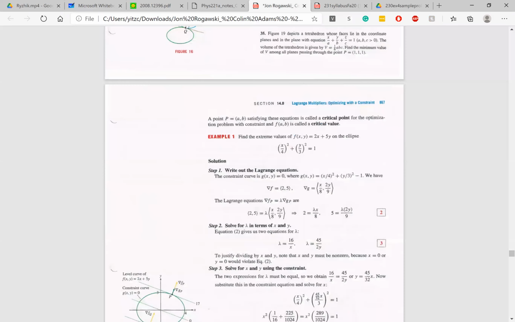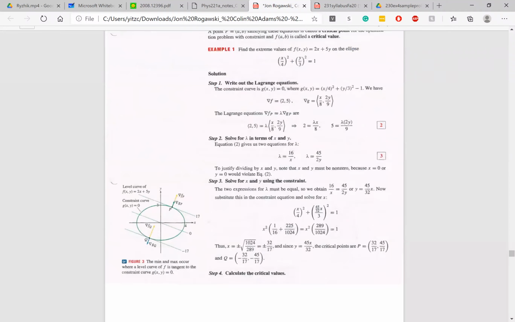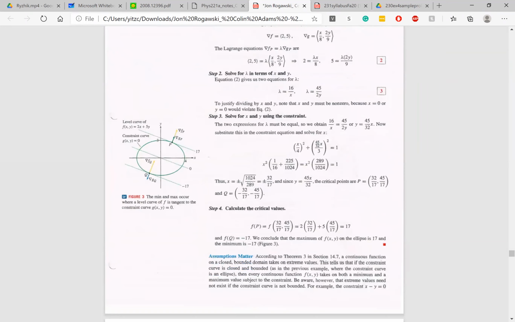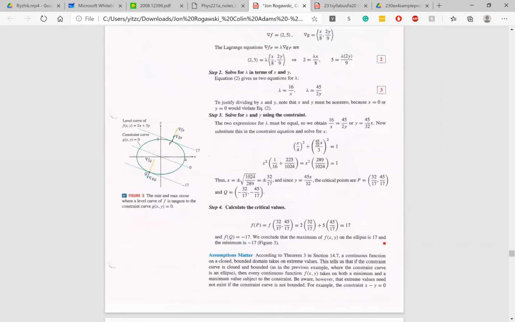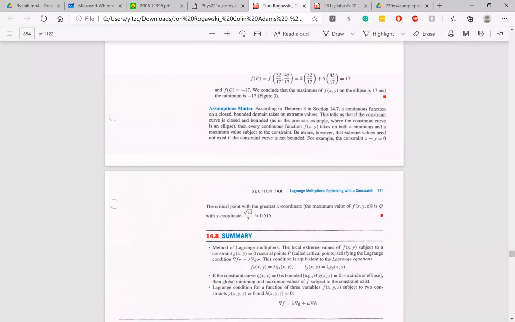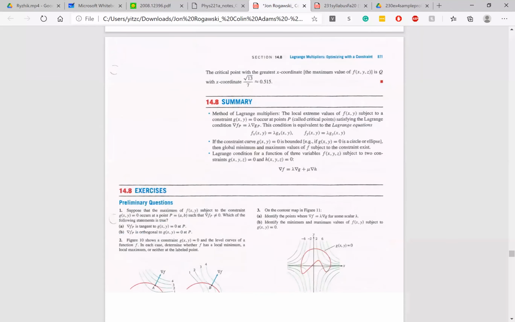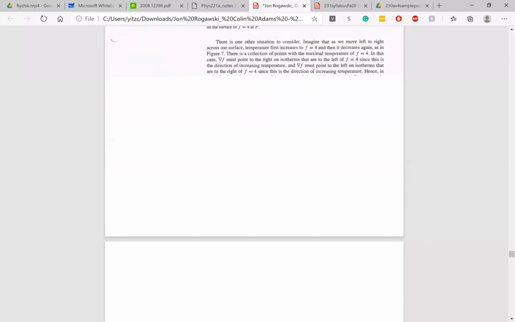Any questions about that? Okay, so they do something similar. They get the P, they get another point Q. They plug it into the f, they get 17, and Q is negative 17, so the minimum is negative 17. Okay, now we don't have to do Lagrange multipliers with more than 2 constraints, so I'm going to ignore that. And I think this is basically the end of the section.